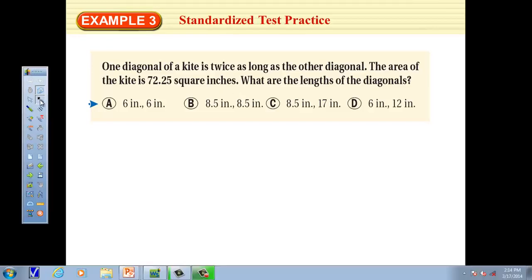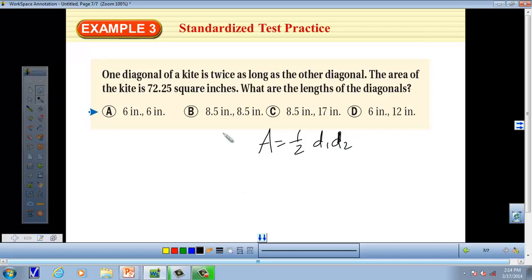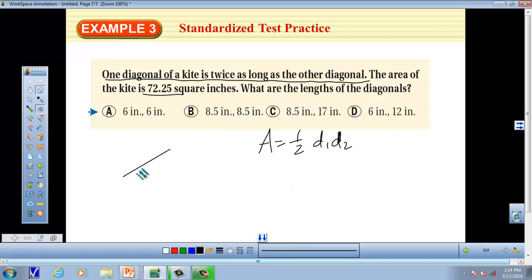We're looking now at a problem involving the area of a kite. Remember again, area of a kite is 1/2 d sub 1 d sub 2. We're given the area of the kite, and we're told that one diagonal is twice as long as the other diagonal. So if I was to draw this kite, it doesn't have to be exact. We just want a picture to represent it.